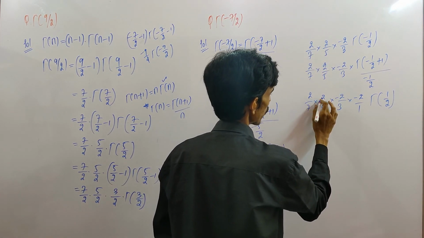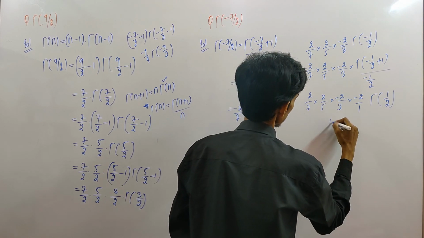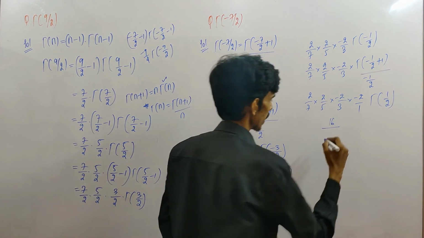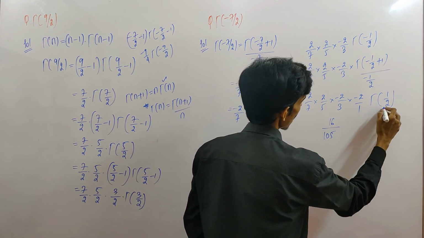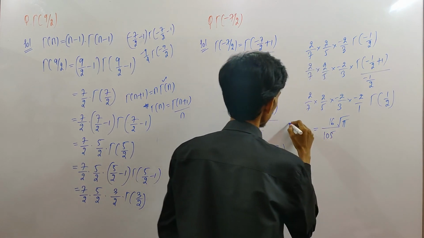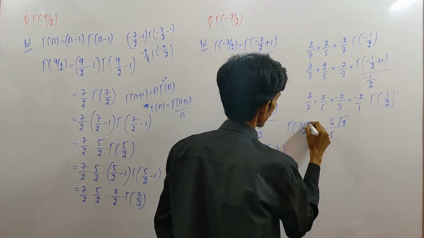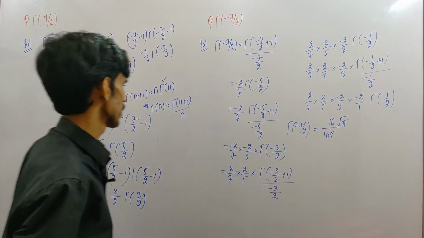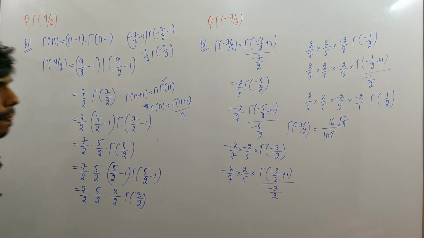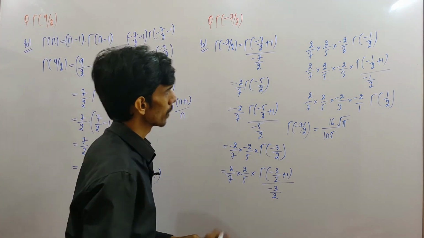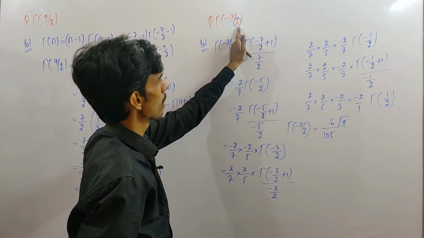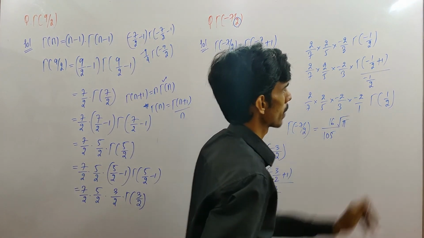So we have 2 into 2 is 4, 4 into 2 is 8, 8 into 2 is 16, divided by 7 times 5 is 35, 35 into 3 so we have 105. Gamma of 1 by 2 value is root pi. This is the answer for gamma of minus 7 by 2. For negative numbers, we use this formula. For positive numbers, we use this formula. And also one more thing, if in the denominator we have 2, then this gamma will reduce to gamma of 1 by 2 at last.